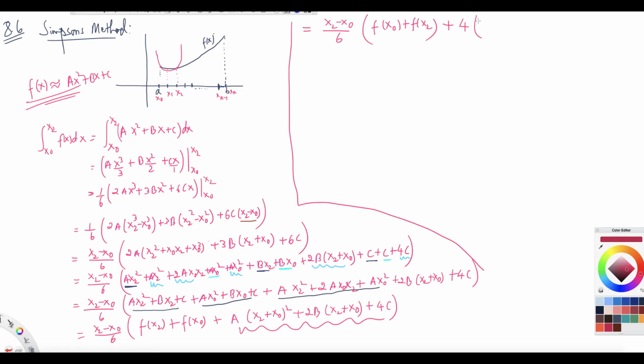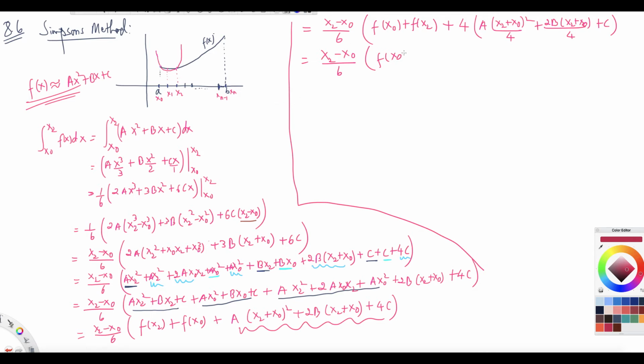You write a, and then (x2 plus x0) square over 4, right? Because if you distribute that, you will get the same thing, plus 2b (x2 plus x0) over 4 plus c. I'm just taking 4 out because that c has 4 there, so that this thing will go under that, right? If you simplify, what do you get? x2 minus x0 divided by 6, right? And then you write this is f of x0. By the way, this should not be that long or big parenthesis here. This will be like that.